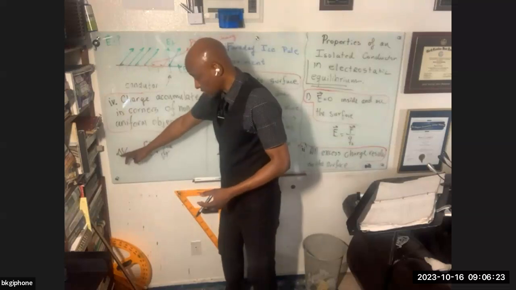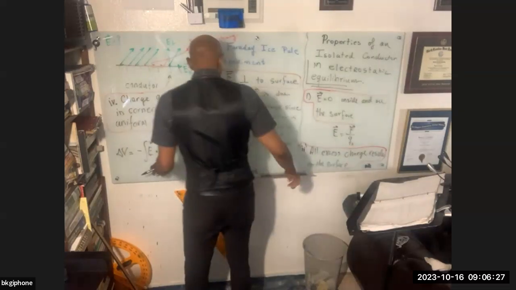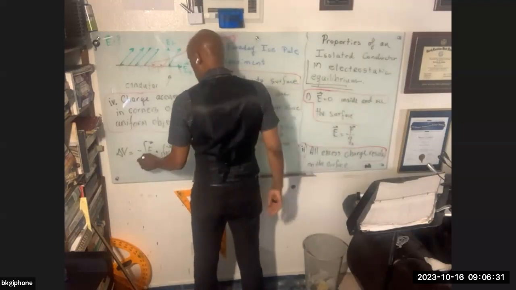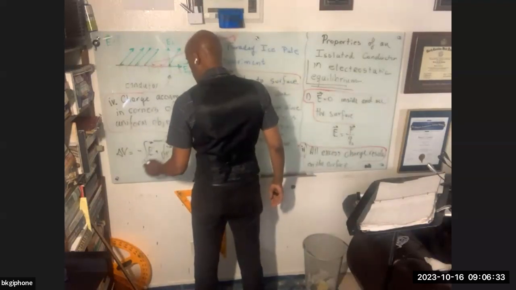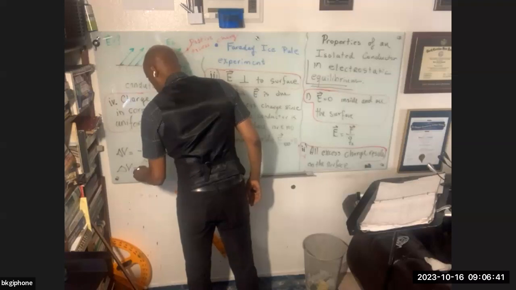Now remember, this is a scalar quantity, not a vector. But if E is 0 inside and outside, or just everywhere, then that whole integral is 0. So basically you have that delta V is equal to 0 for the conductor. So delta V equals 0. But what is that saying?